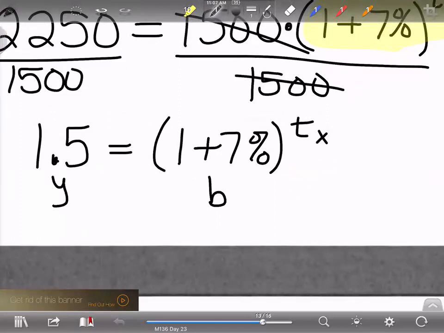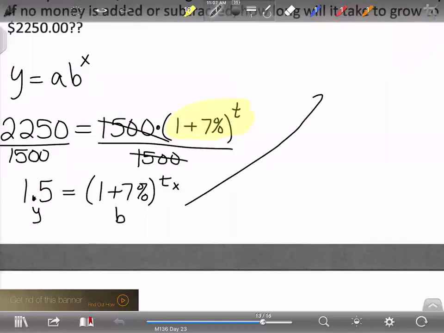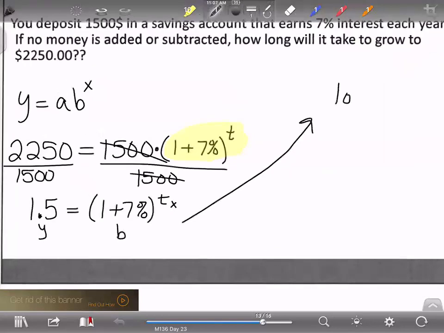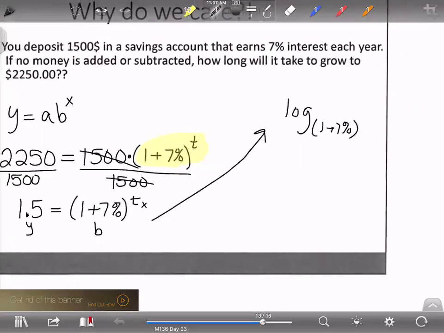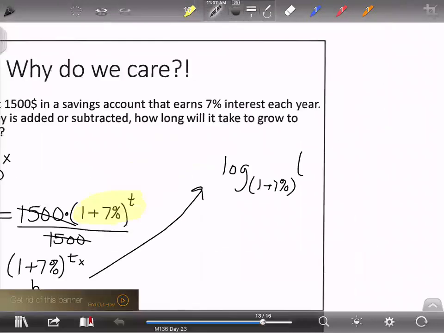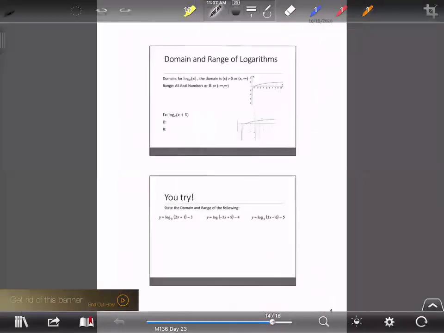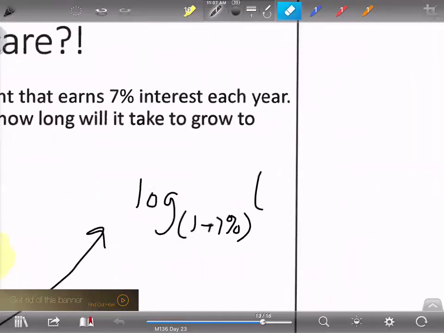And I'm going to move this into logarithmic form. So I'm going to go over here. I'm going to have log base b, so in parentheses 1 plus 7%, of y, which is 1.5, and it's going to equal x, which is t. So we've just moved that to logarithmic form.